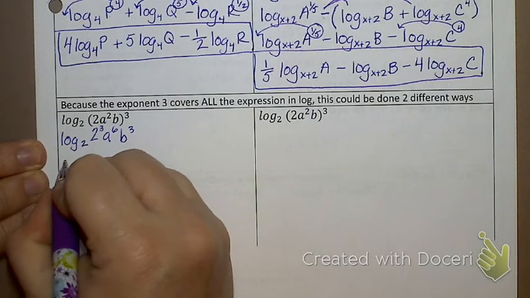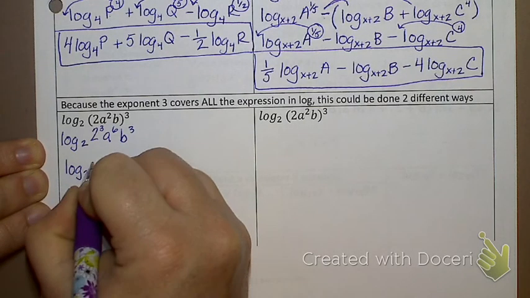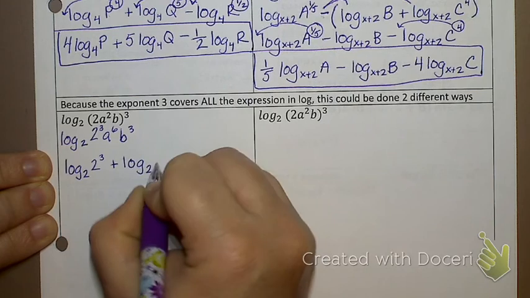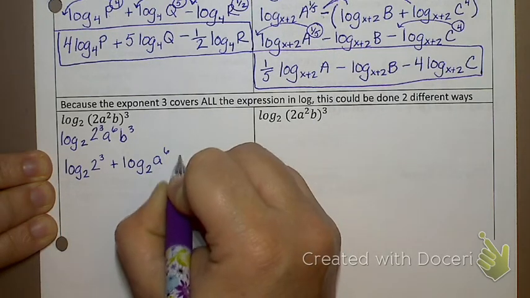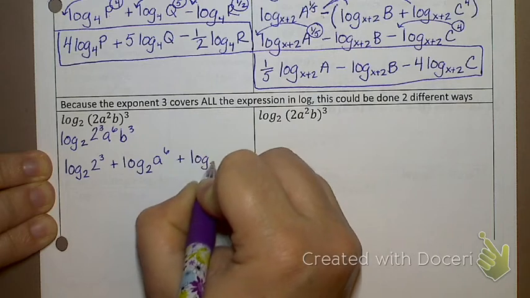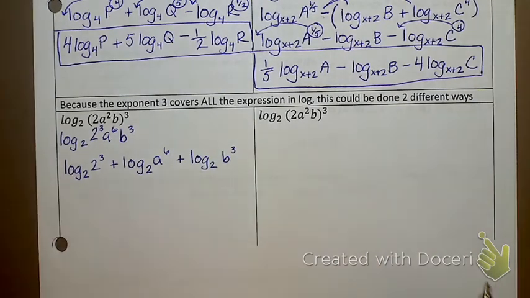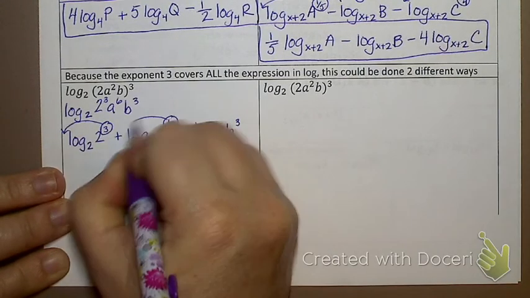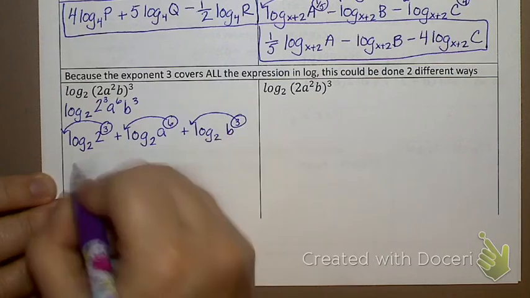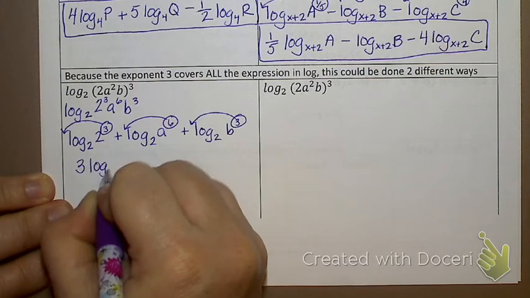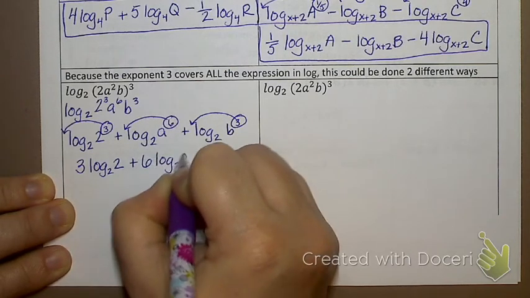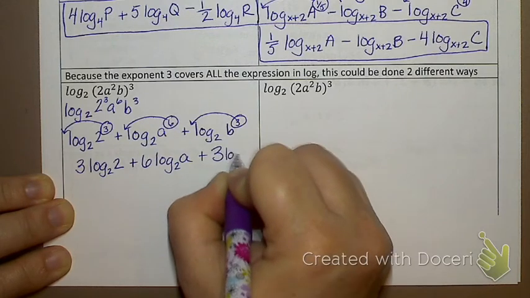So what could I call this? I could call this log base 2 of 2 cubed plus log base 2 of a to the 6th plus log base 2 of b to the 3rd. You doing okay so far? And then I could bump all those exponents to the front. And that gives me 3 log base 2 of 2 plus 6 log base 2 of a plus 3 log base 2 of b.